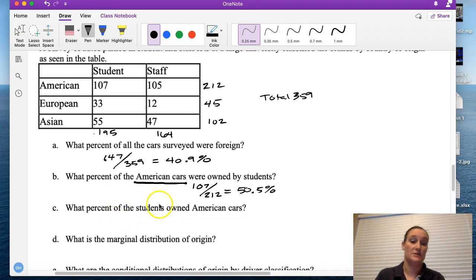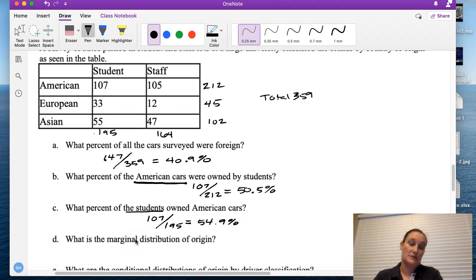C, what percent of the students owned American cars? This is the flip side of the last one. 107 students owned American cars, and there are 195 students. So we divide those and you get 54.9%.